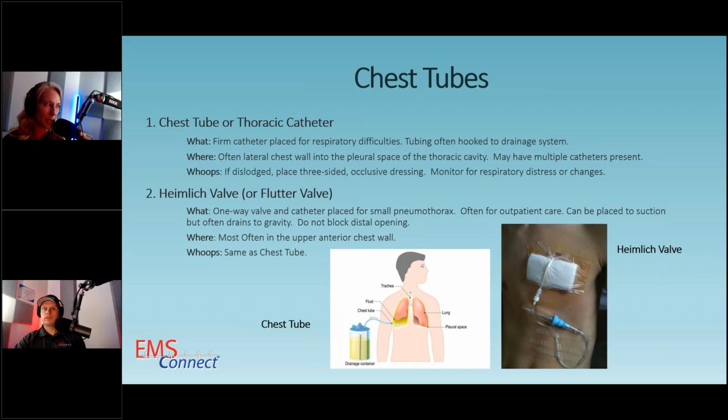Usually those are put in those tall, skinny kids that get pneumos. You hear tall, skinny kids, males usually, can often get a small pneumo, and that usually is the resolution treatment for those guys. So again, if it gets pulled out, just monitor for ventilatory status and any difficulties with breathing.